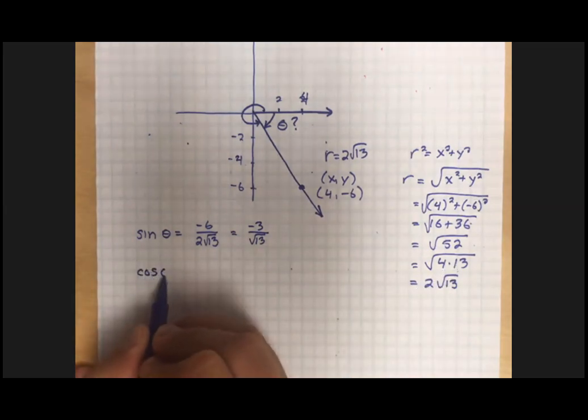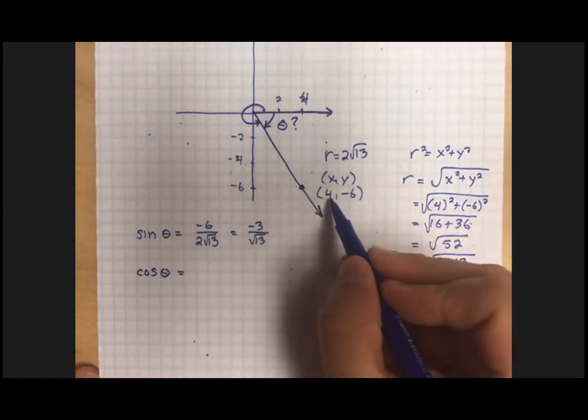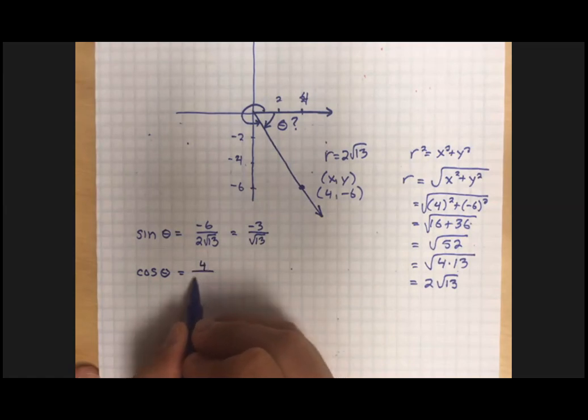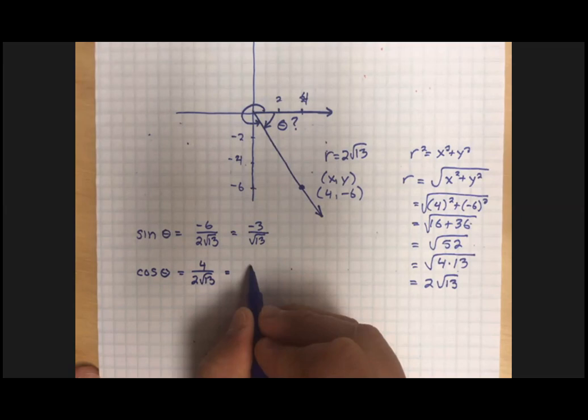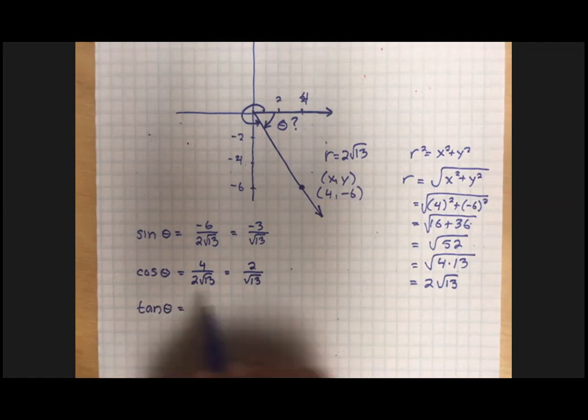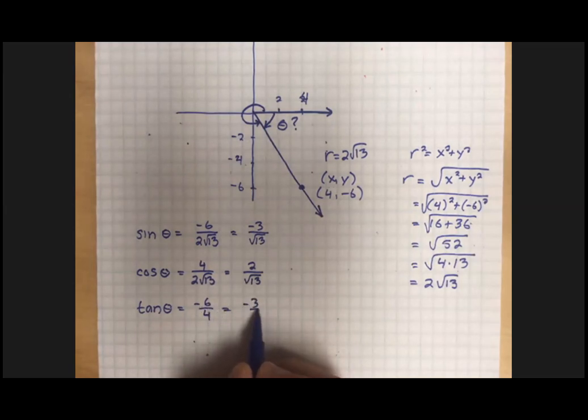Cosine theta. You have x over r, 4 over 2 root 13. Again, you simplify if you can. 4 divided by 2 is 2 divided by 1. Tangent of theta is just y over x. Minus 6 over 4, simplified minus 3 over 2.